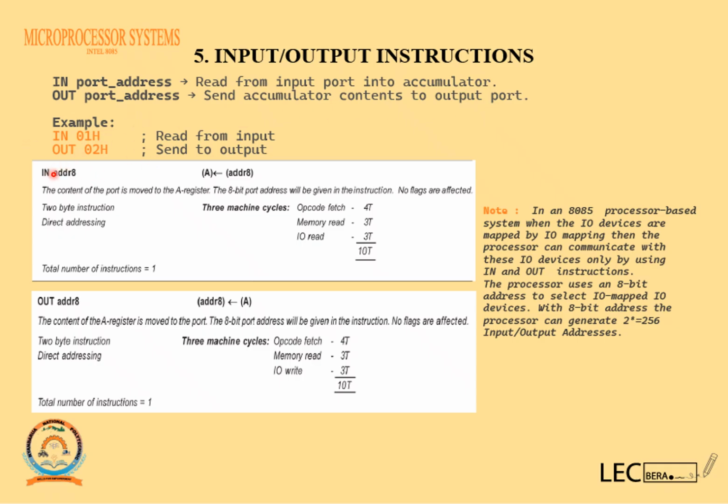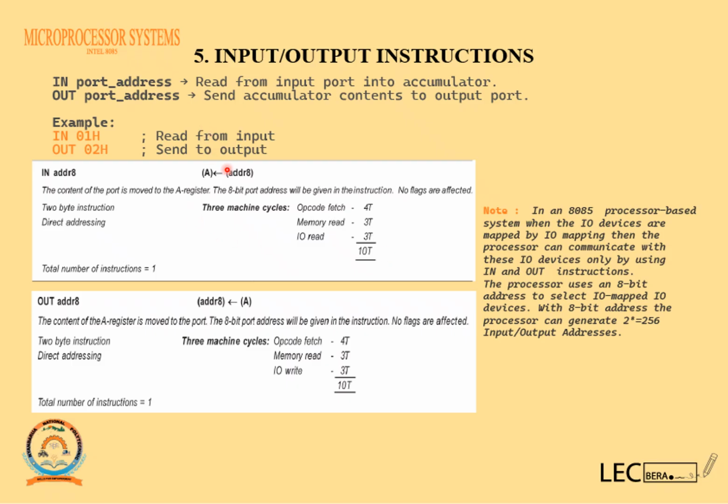We have an example here. We have IN 01H, then we have OUT 02H. So 01H is the address of the port. We are reading data from the input port, which is address 01H. And if I want to write data to an output port, then I'll use this instruction, OUT 02H, 02H being the address of the port.